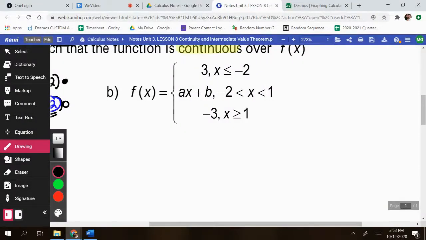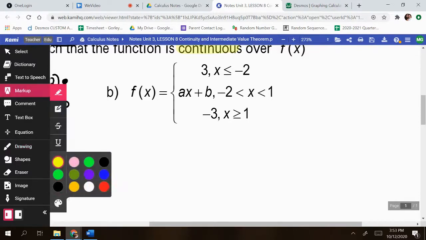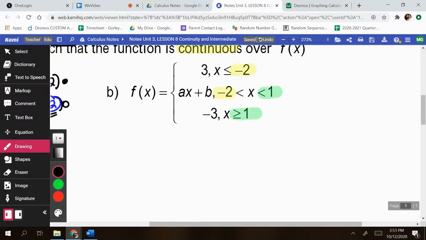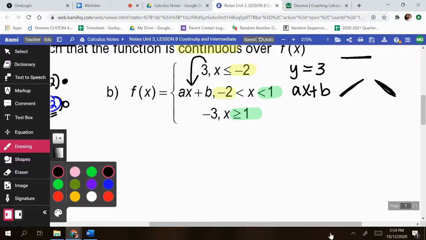Okay, over here, let's just think about where this function could possibly be discontinuous. If I was going to think it's discontinuous anywhere, it would either be at -2 or 1, because you can see that at -2, we make the transition from the function y equals 3, which is just a horizontal line, to ax plus b, which is going to be some kind of linear graph, whether it's a positive or negative slope, I don't know.